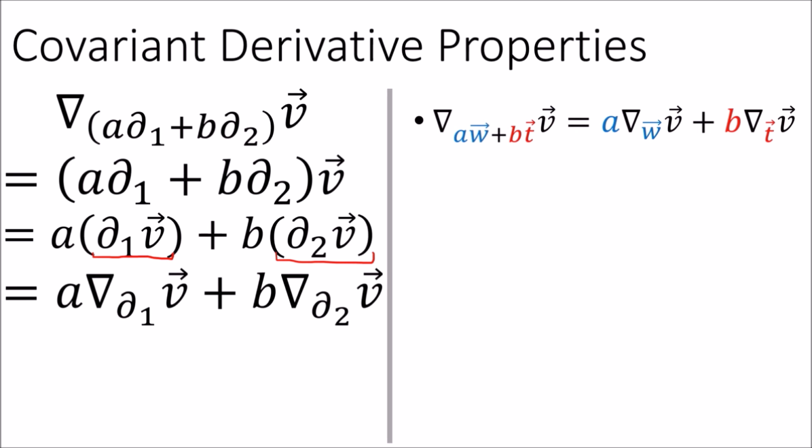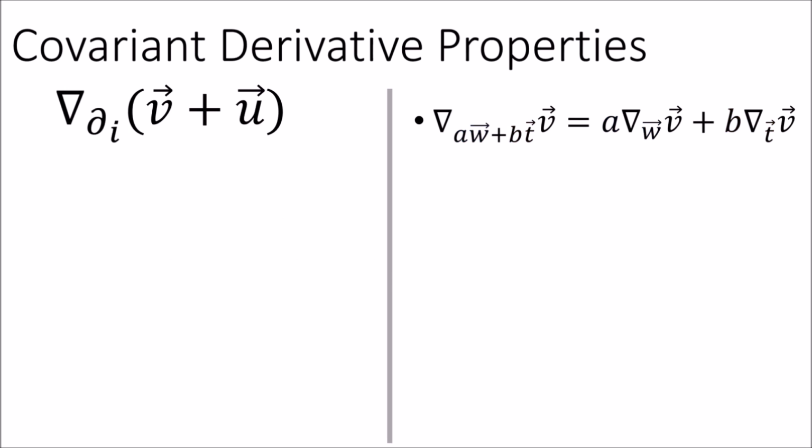So we basically just showed that the covariant derivative is linear for the direction vector input. We can either add and scale the direction vectors before taking the covariant derivative, or we can add and scale the results after taking the covariant derivative. So that gives us this property here.